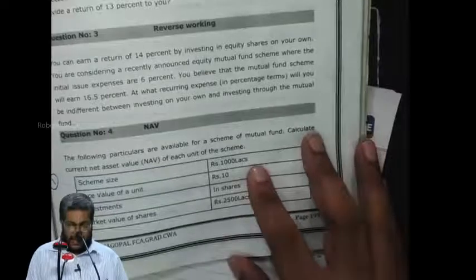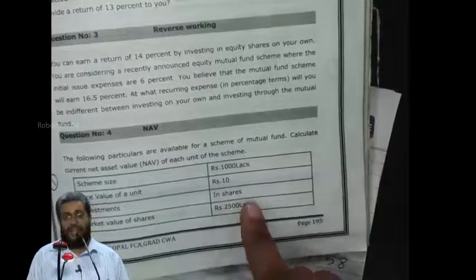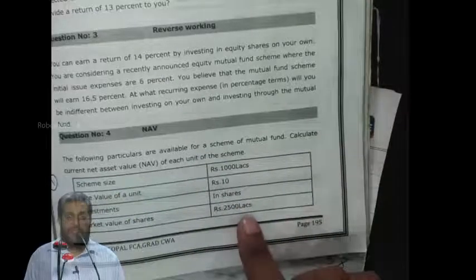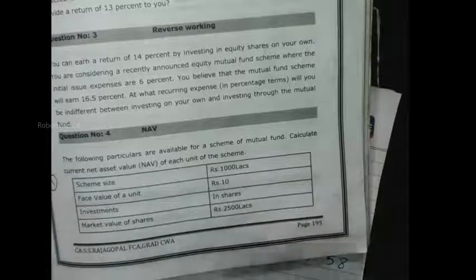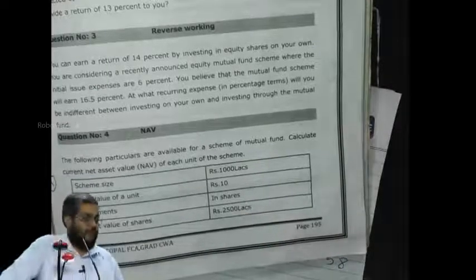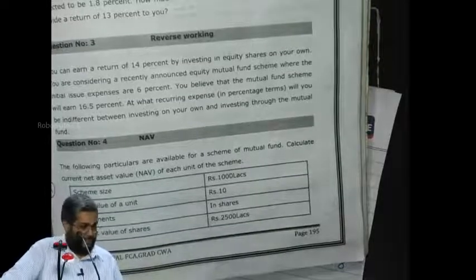Scheme size is 1000 lakhs, face value per unit is 10 rupees, investment in shares, that is an equity scheme, and the market value of the shares is 2500 lakhs. Can I proceed? We can also calculate the NAV. Write down first, question number 4. Number of units is equal to.